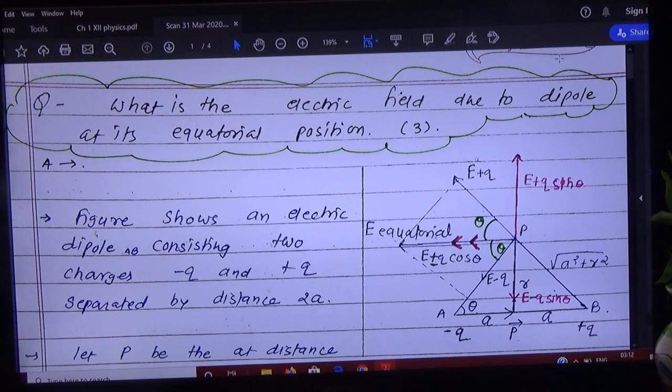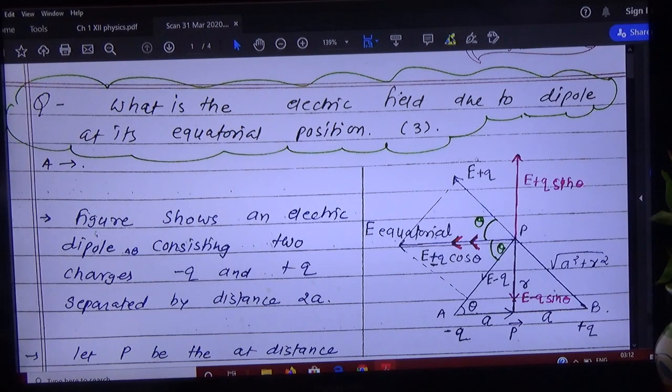Today we will talk about the electric field due to a dipole at its equatorial position. So what is the equatorial position? Equatorial position means we will try to find out the electric field due to a short dipole. Remember, a short dipole at an equatorial position. Equatorial position means a line which is perpendicular to the dipole.